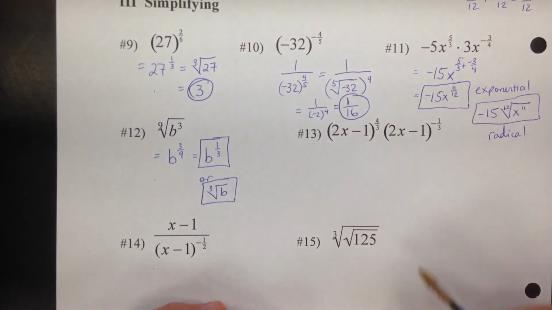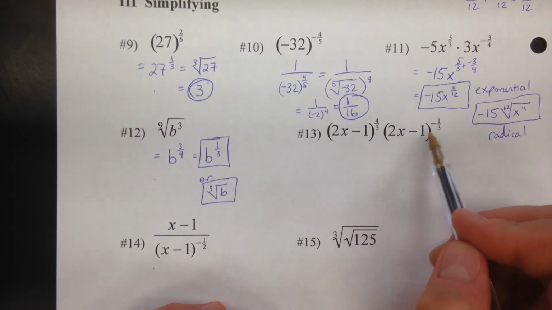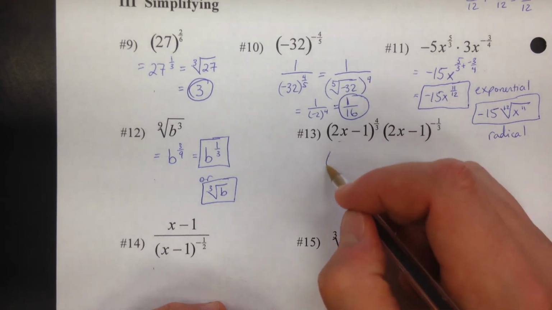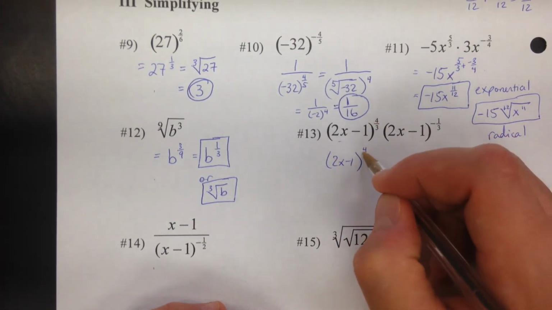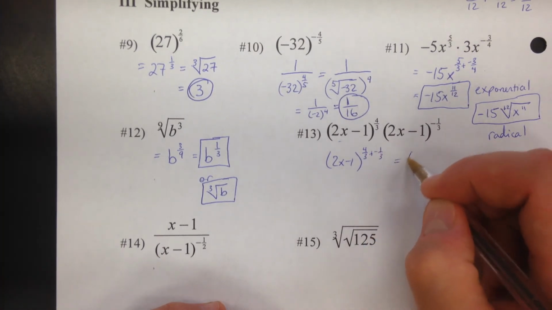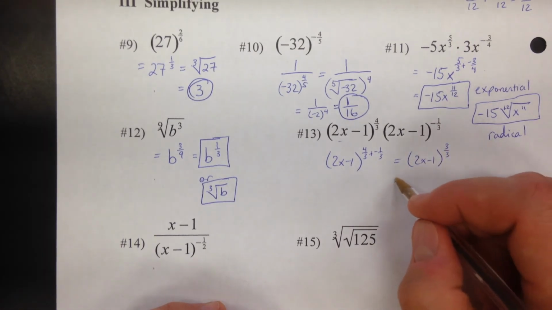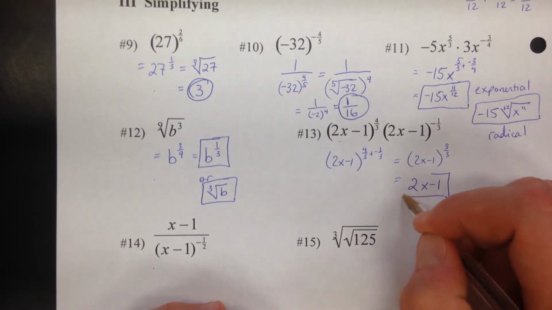Number 13, 2x minus 1 to the 4/3 times 2x minus 1 to the negative 1/3. So the 2x minus 1 is the same. Think of that as 2x minus 1 raised to the, that's 4/3 plus negative 1/3, which is just 3 over 3. So 2x minus 1 to the 3 over 3, which is 1. So it's just 2x minus 1 to the 1st power, which is 2x minus 1.